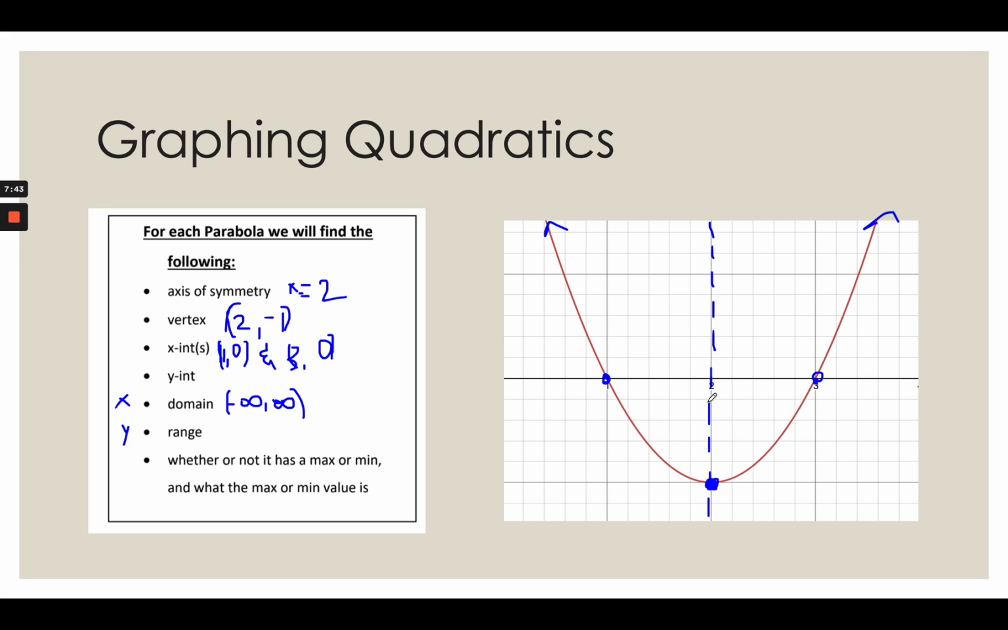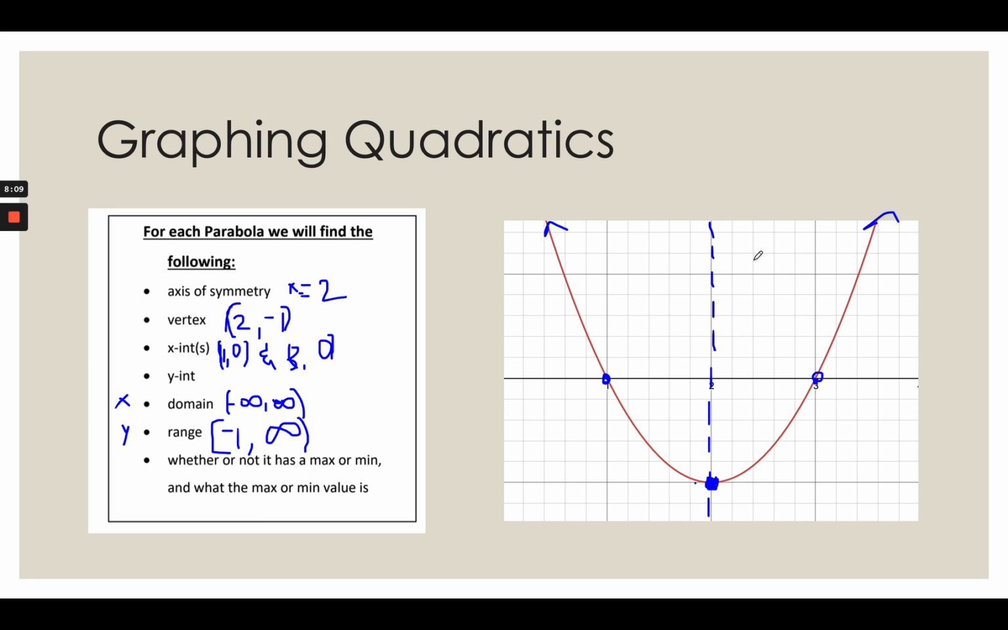Okay, and then our range is all possible y values. So looking at here, what are all our possible y values? Well, the lowest that they can be on this graph is at -1. So our range is going to go from -1, and it includes -1, so we use a bracket. And it goes up forever and ever to infinity, so -1 to infinity is our range.